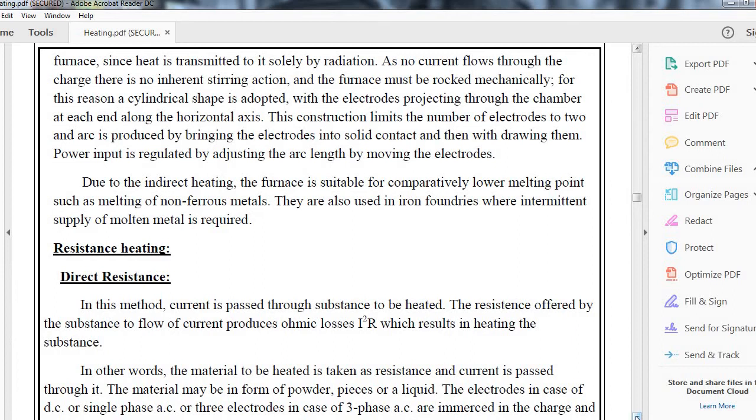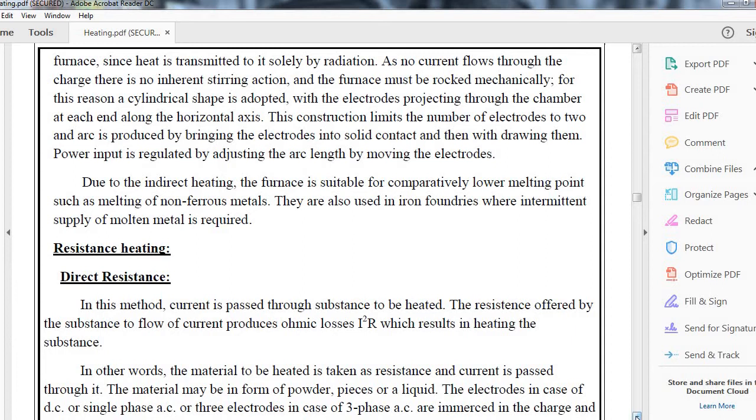This construction limits the number of electrodes to 2, and the arc is produced by bringing the electrodes into contact and then withdrawing them. Due to the indirect heating, the furnace is suitable for comparatively lower melting points, such as melting of non-ferrous metals. They are also used in metal foundries where an intermittent supply of molten metal is required.